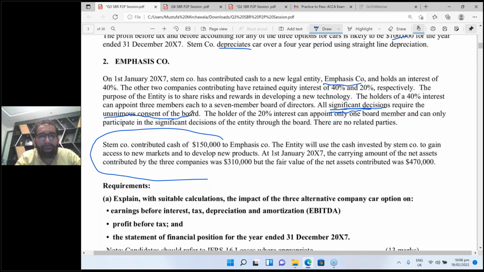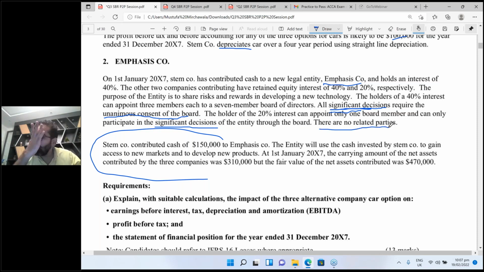Yes, the holder of the 20% interest can appoint only 1 board member. Yes, 1 board member is effective and can participate in significant decisions. The real decisions are significant decisions. Immaterial and insignificant decisions, nobody cares about them. Leave it. Real decisions, real power, of the entity through the board. There are no related parties.